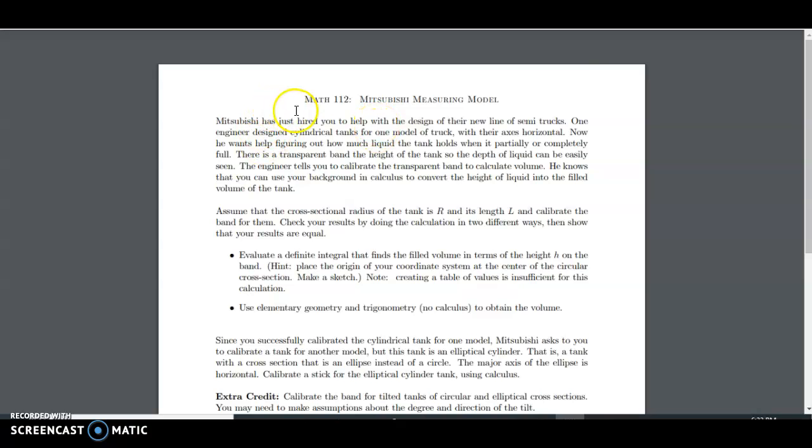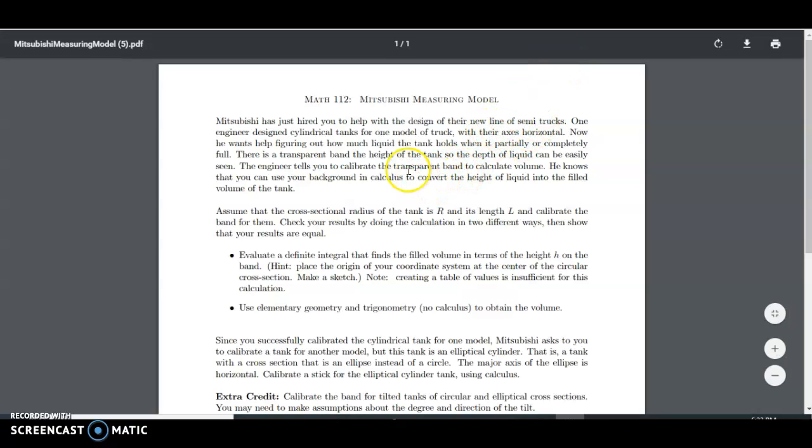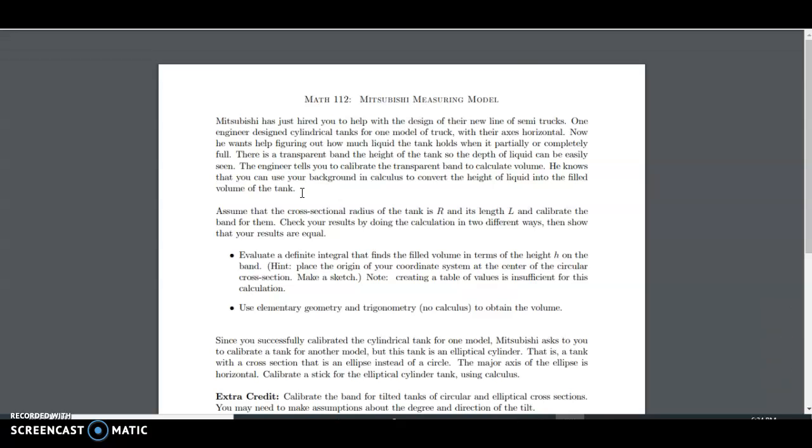One of the engineers designed cylindrical tanks for one model of the truck with their axis horizontal. Now he wants help figuring out how much liquid the tank holds when it is partially or completely full. There is a transparent band the height of the tank so the depth of liquid can be easily seen. The engineer tells you to calibrate the transparent band to calculate volume.